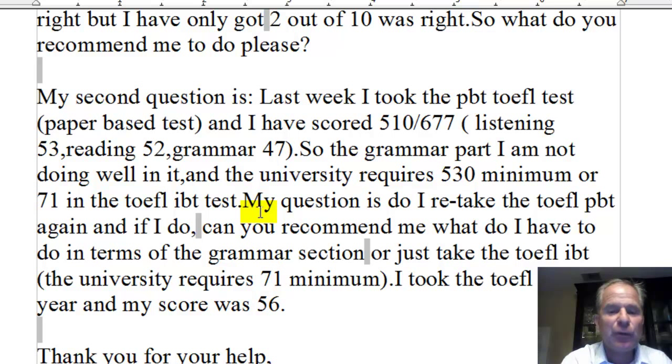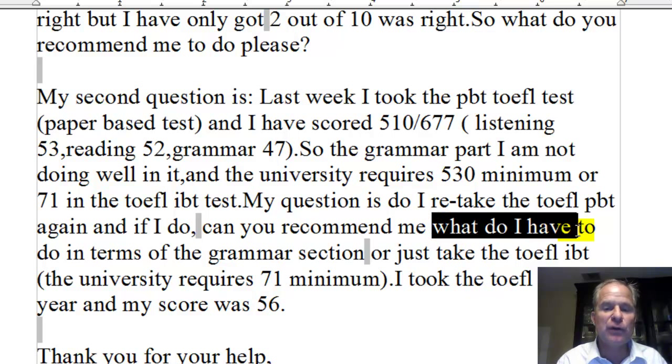You're struggling a little bit with your grammar here. Be careful. Let me help you out. What you want to say is, my question is maybe whether or not I should retake the TOEFL PBT again, and if I do, can you recommend what I have to do? When you're using noun clauses, Kelly, typically you want to use what's called the connector subject verb word order.